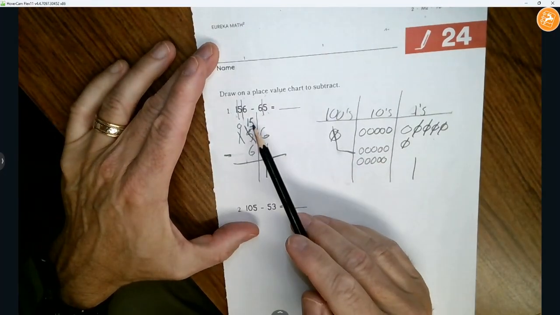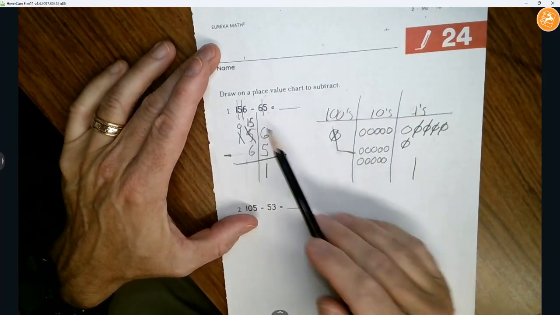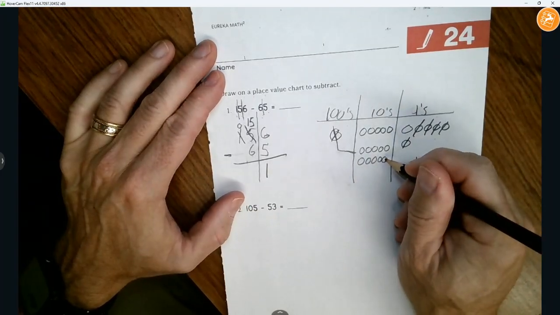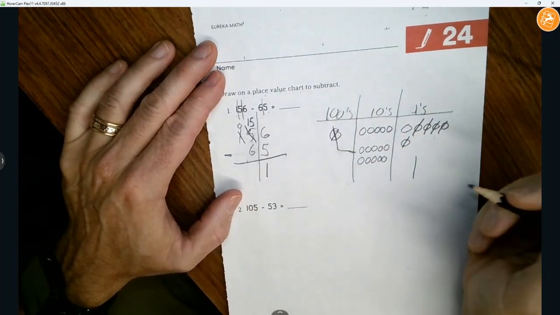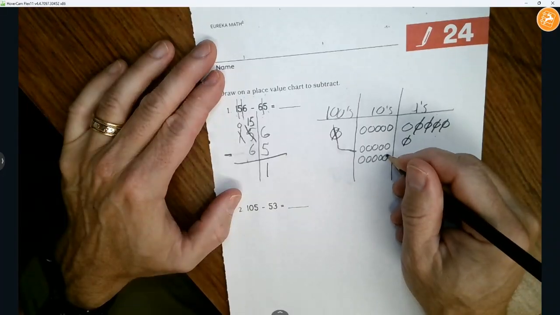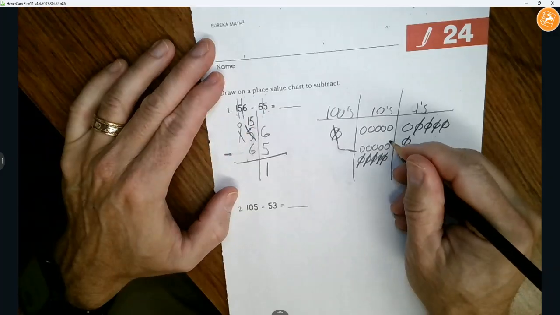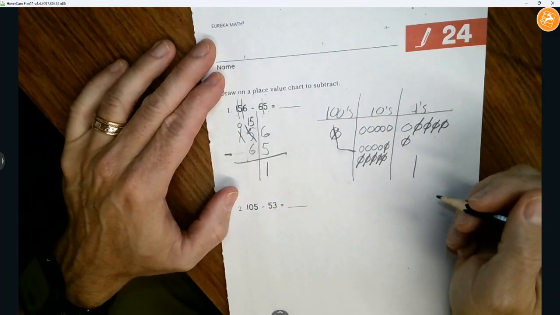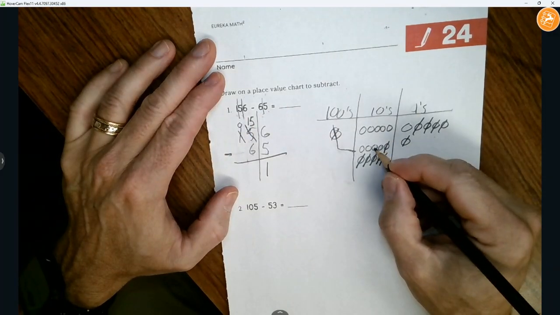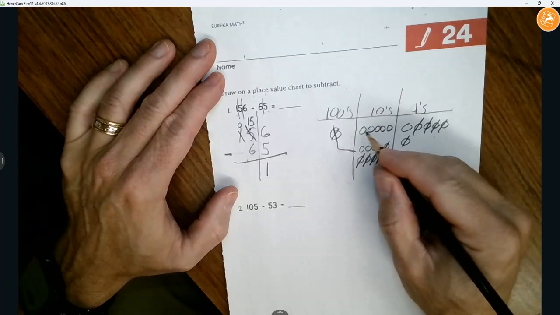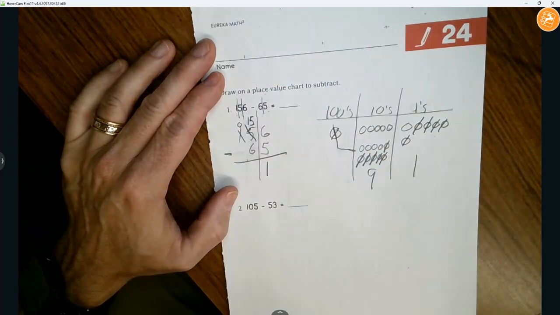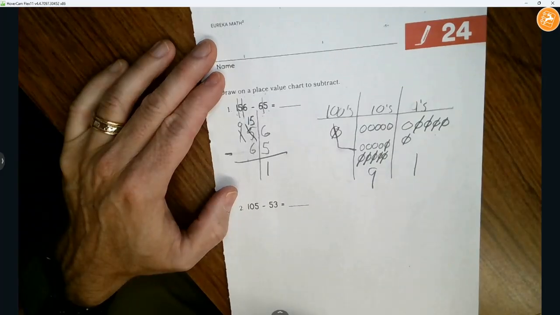Okay, so now we have 15 in the tens. We need to get rid of 6. Remember I said, I know that's all 5. I could cross all those off because I do groups of 5. But 1, 2, 3, 4, 5, and we need 6. Let's count, see what we have left. 1, 2, 3, 4, 5, 6, 7, 8, 9. 9. So that's 91.